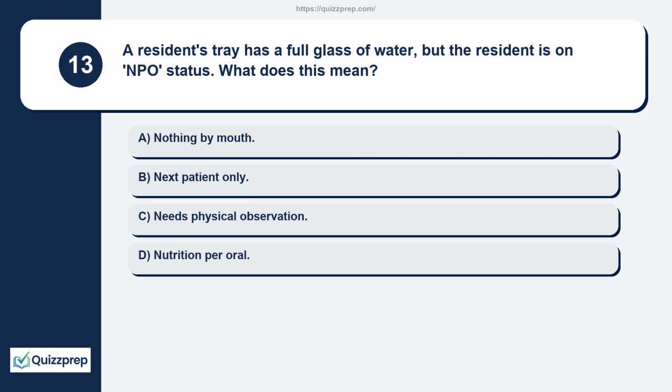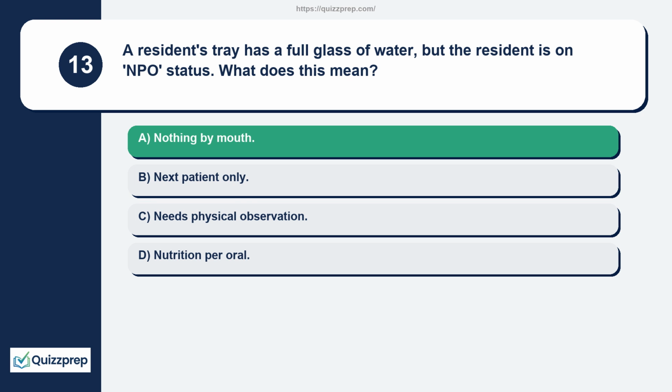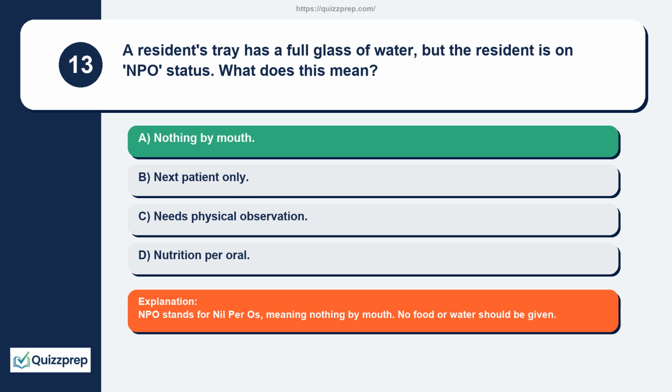Question 13. A resident's tray has a full glass of water, but the resident is on NPO status. What does this mean? Nothing by mouth. Next patient only. Needs physical observation. Nutrition per oral. NPO stands for nil per os, meaning nothing by mouth. No food or water should be given.